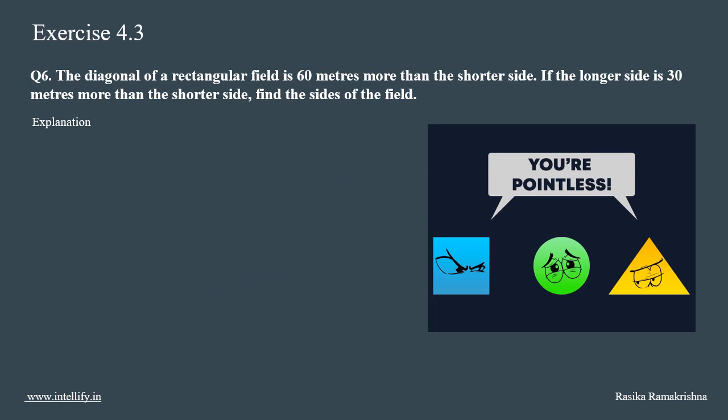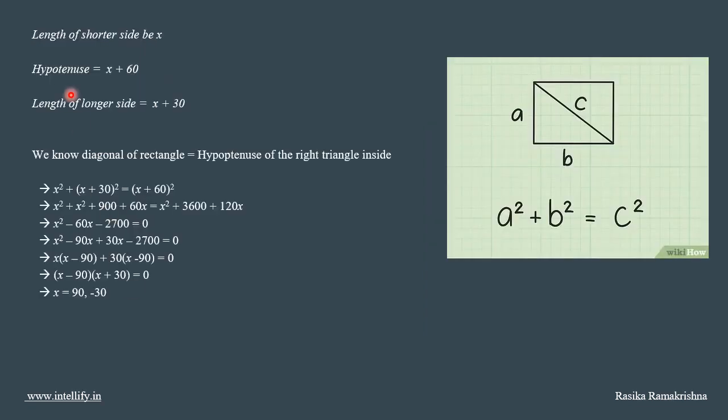Exercise 4.3, question number 6. The diagonal of a rectangular field is 60 meters more than the shorter side. If the longer side is 30 meters more than the shorter side, find the side of the field. Alright, so how do we go about this? Well, whatever we've got to find is what we set the variable to be.